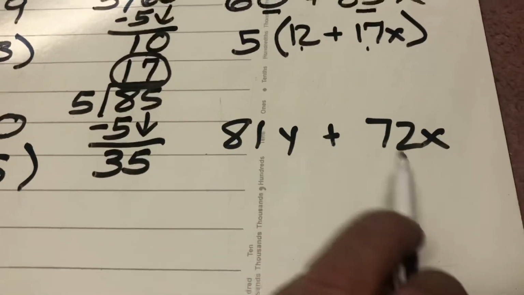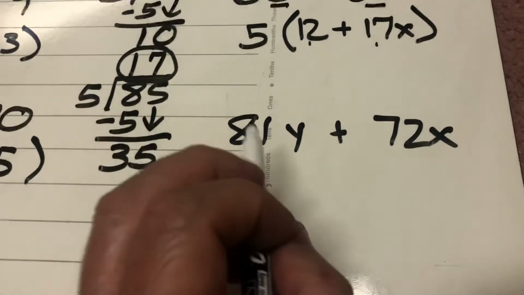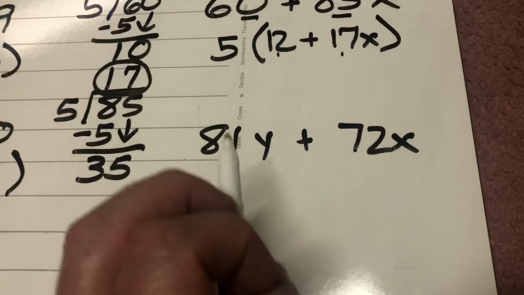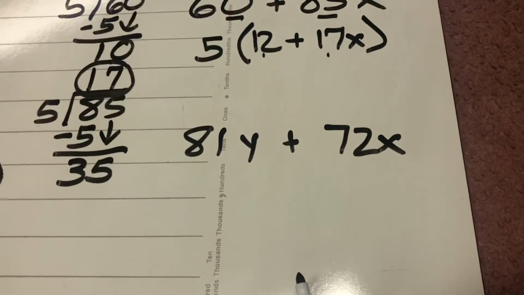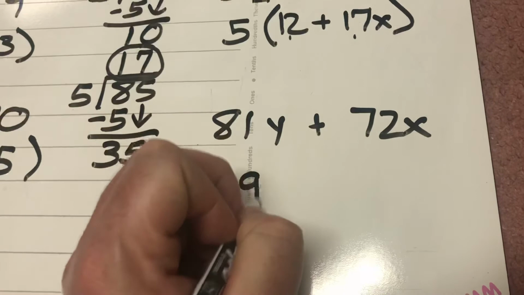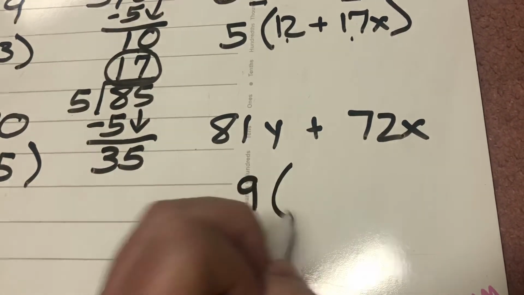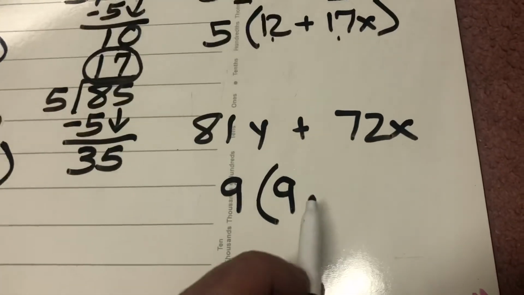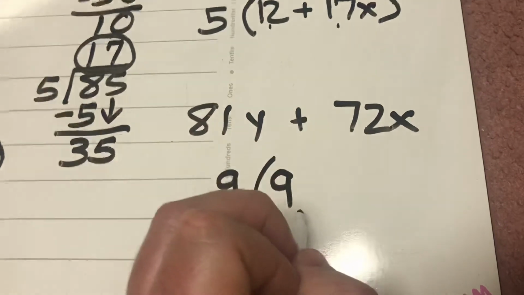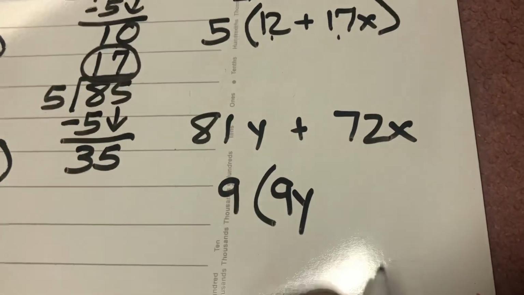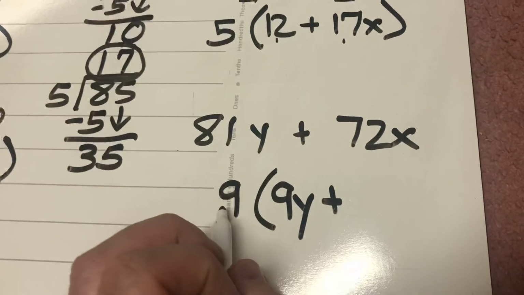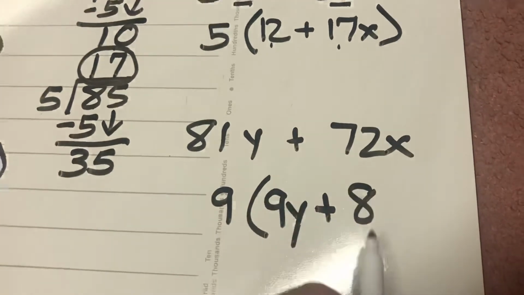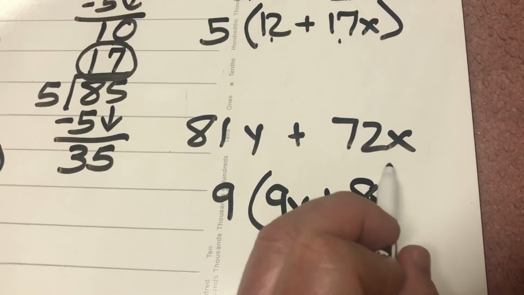Last one, 81y plus 72x. Well, when I think of 81 and 72, the number that comes to mind is 9, because I know that 9 times 9 is 81, and that 9 times 8 is 72. So the number that's going to go outside my parentheses as a common factor is 9. Now 81 divided by 9 is 9, because as I said a few seconds ago, it's 9 times 9 that makes 81, but my y needs to be part of my answer. Also, 72 divided by 9 is 8, as I mentioned before. It's 8 times 9, that's 72. So I'm going to put the 8, but the x needs to become part of my answer.